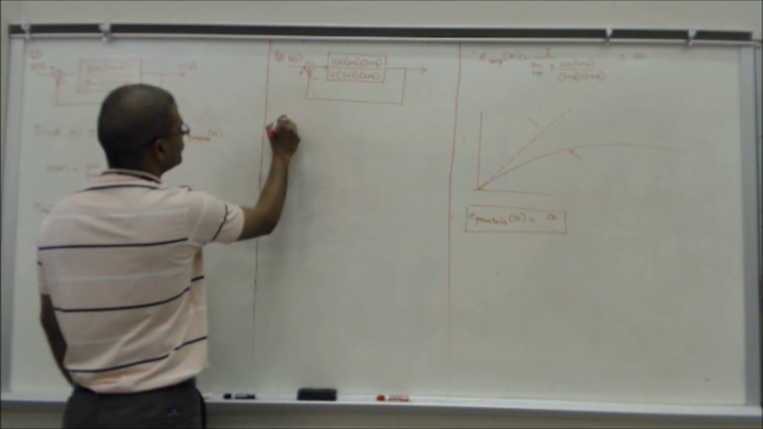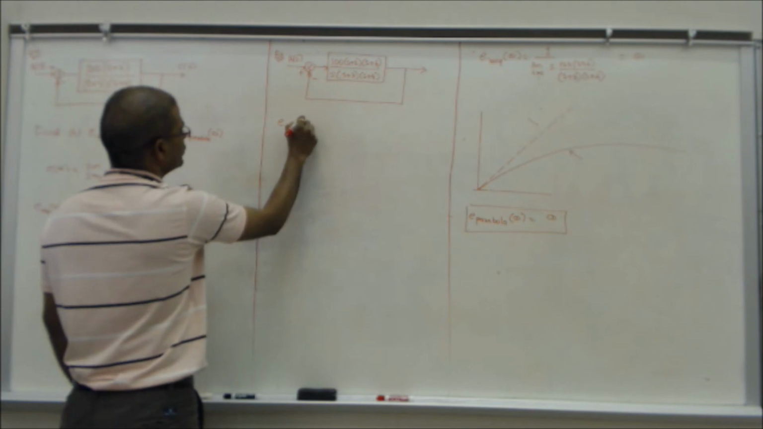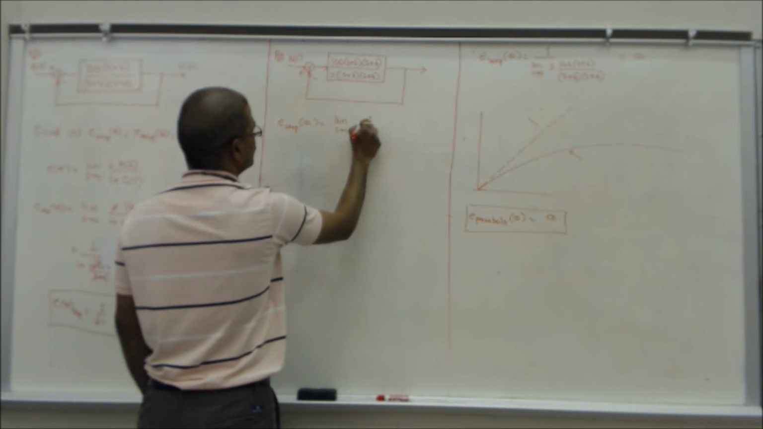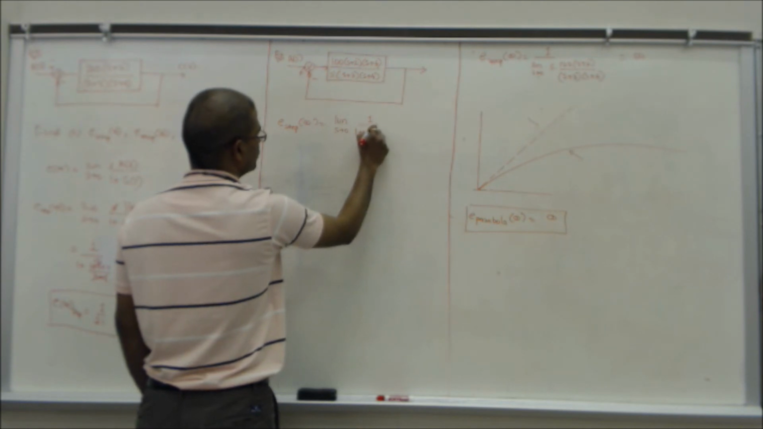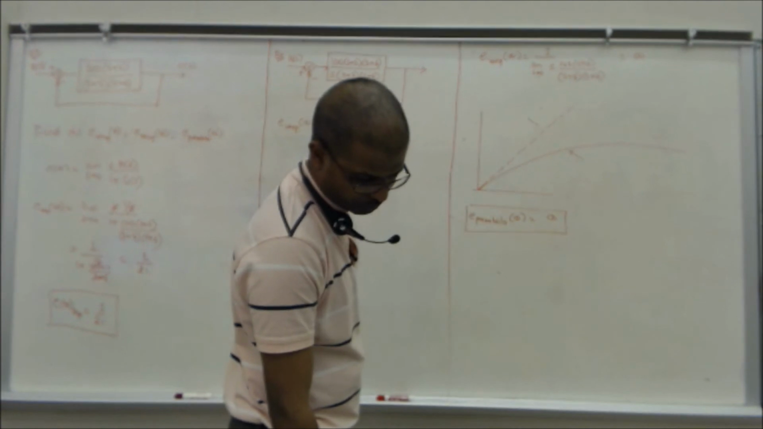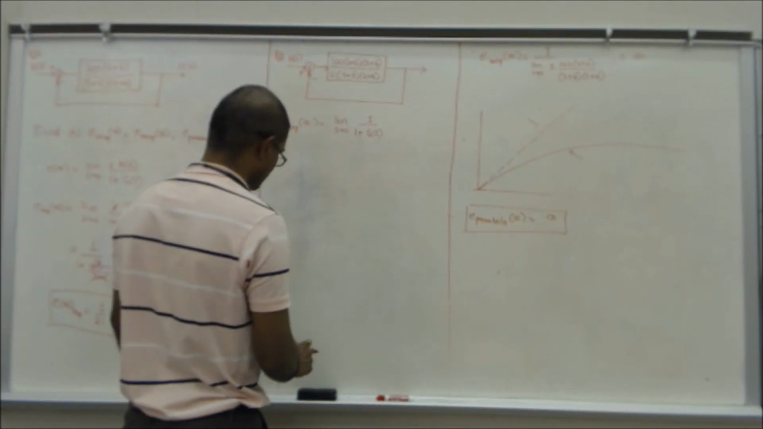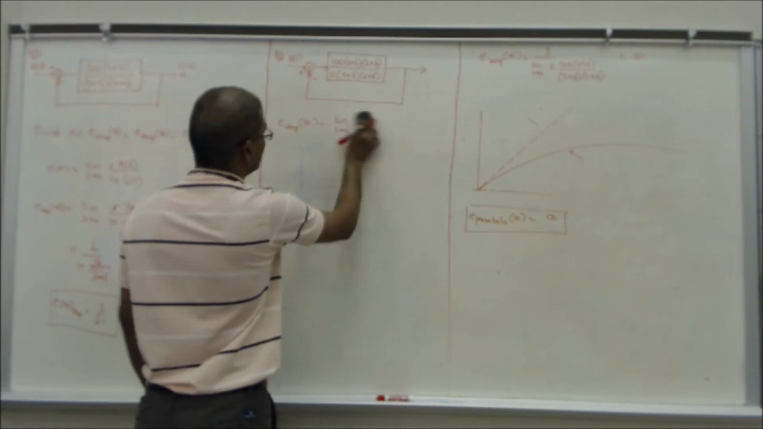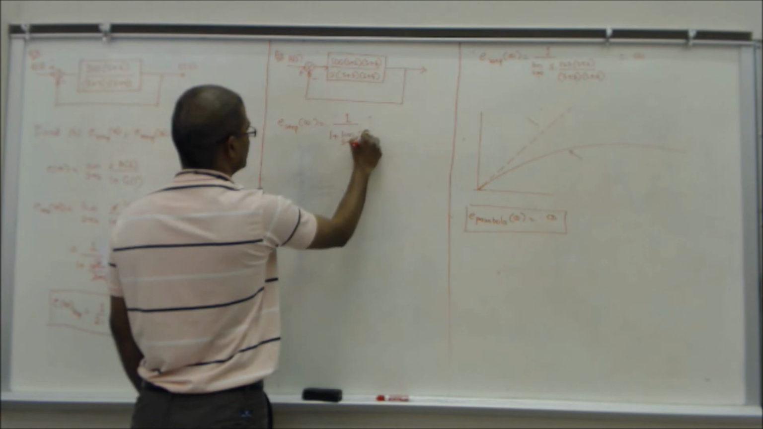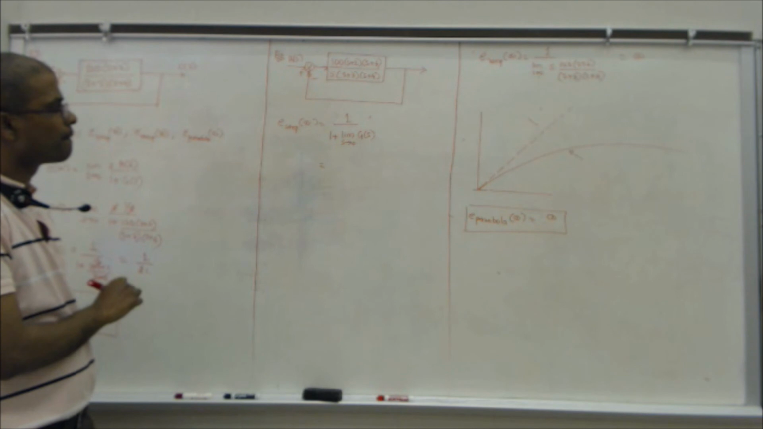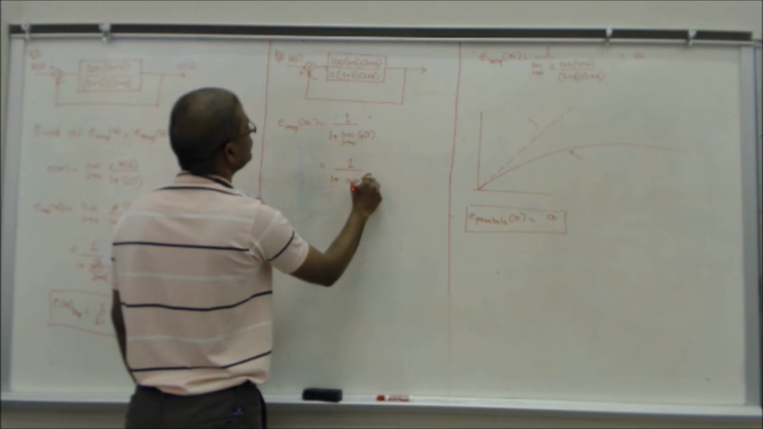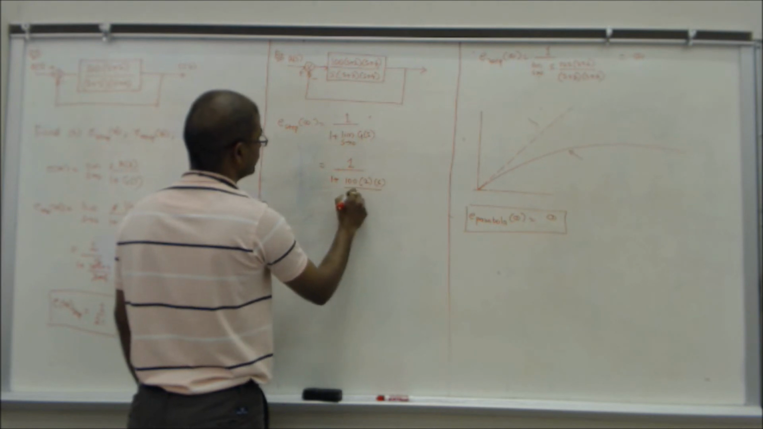Here, E step infinity would be what? Limit of s tends to 0 of 1 over 1 plus G, right? So this would be what? 1 over 1 plus 100 into 2 into 6 over 0 into.